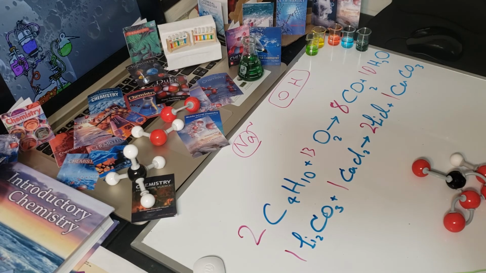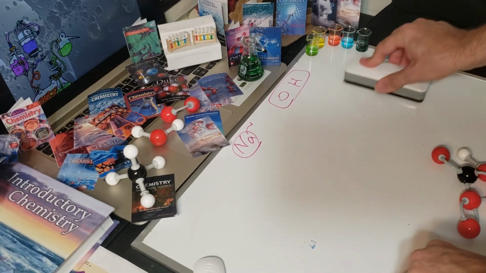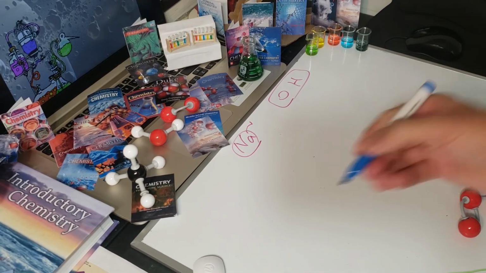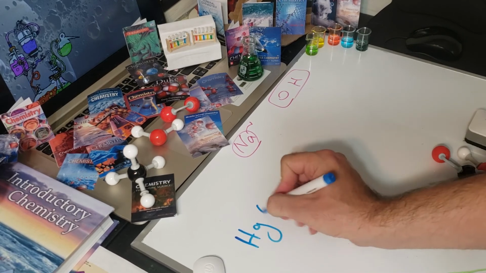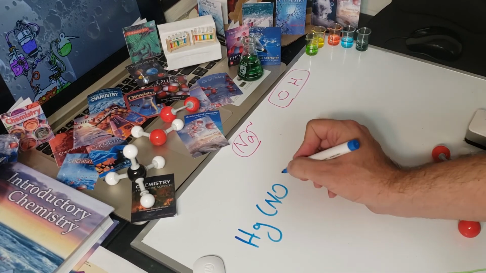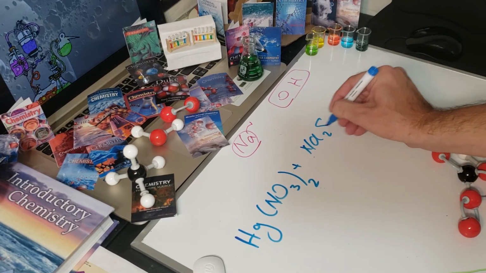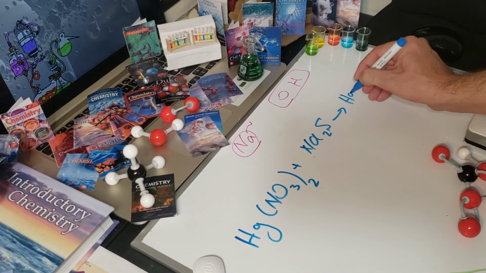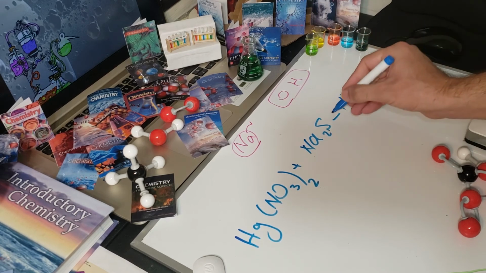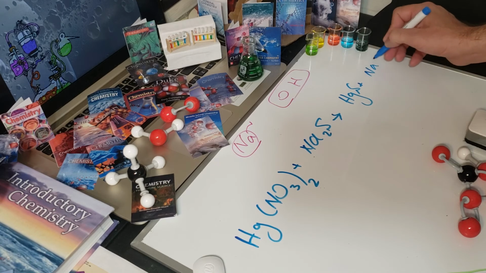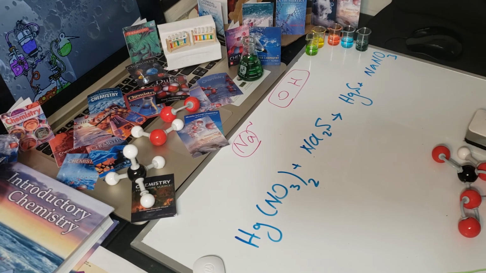Okay, so let's move on to more examples. Actually, this is going to be my last example, hopefully if I can do it as fast. Mercury nitrate, Na2S, mercury sulfide, and sodium nitrate. So this is my equation.